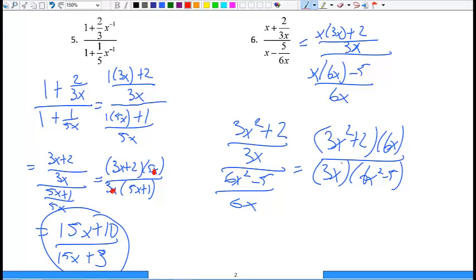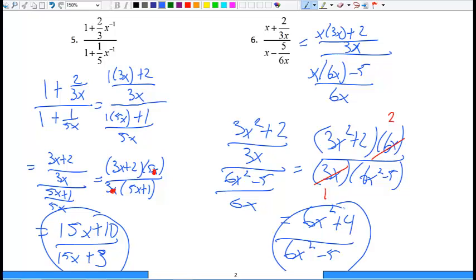And just like last time, hopefully you notice that there's actually more we can divide out. So 6x divided by 3x, we actually get a 2 up top. So if I distribute that in, I get 2 times 3, so 6x squared plus 4 over 6x squared minus 5. That's what that simplifies down to. And that's it. That's all we can do on that one.